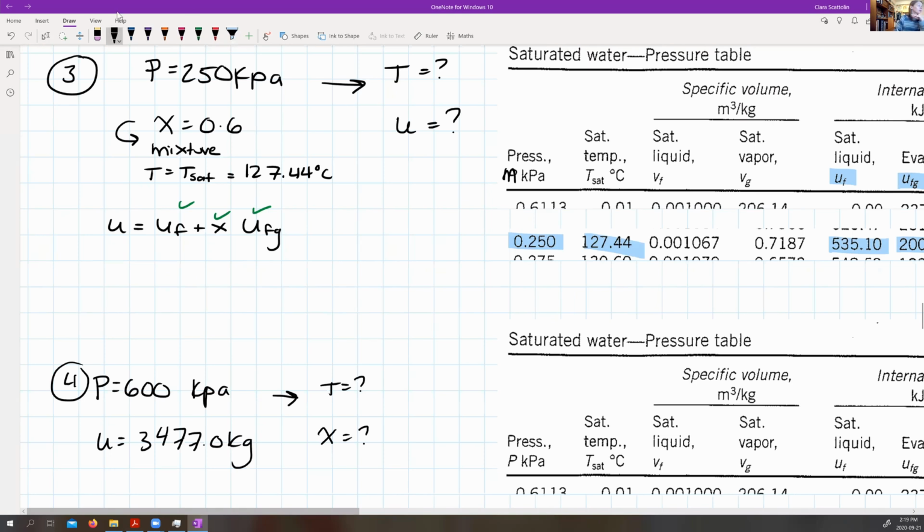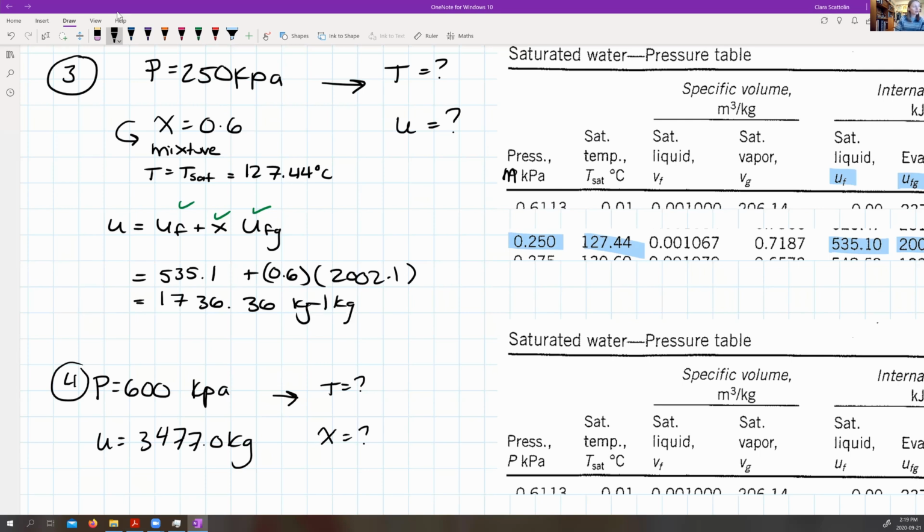So the math here is going to be very straightforward. Uf was 535.1. x is at 60% or 0.6, and then Ufg 2002. Which gives me a value of U of 1,736.36 kilojoules per kilogram. Don't forget your units. The units will become more important as we do more involved problems, but it's a good habit to write them down.